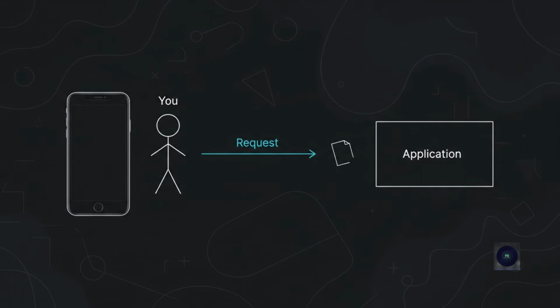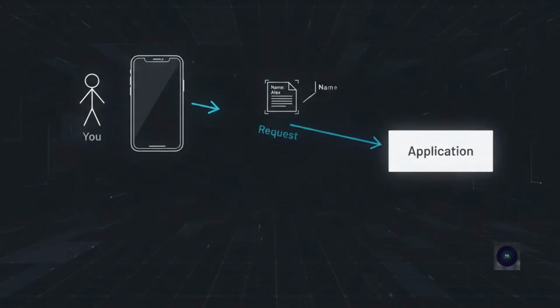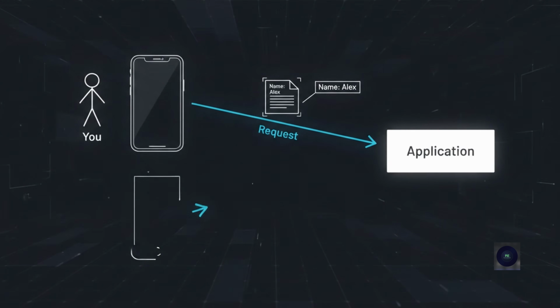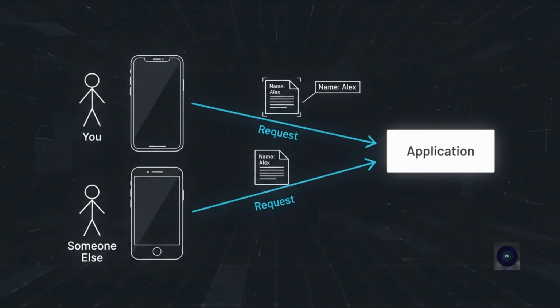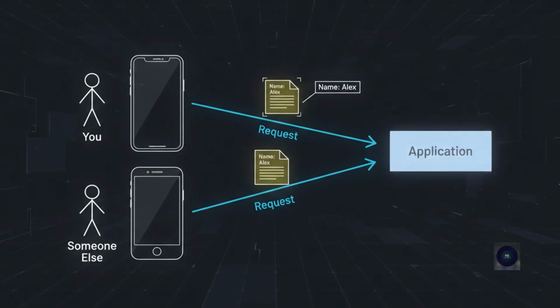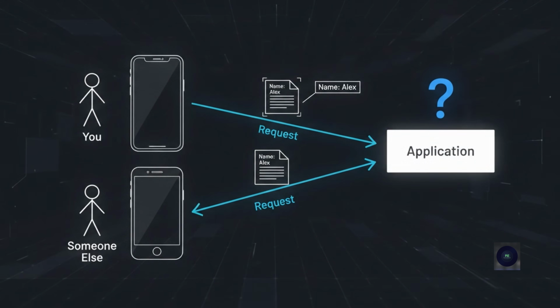So maybe the request simply tells the application your name. That sounds reasonable, doesn't it? The application receives the request and sees this. So, problem solved? At first, this looks like enough. The application knows the name Alex. Now both requests see the exact same name. So which one is actually Alex?